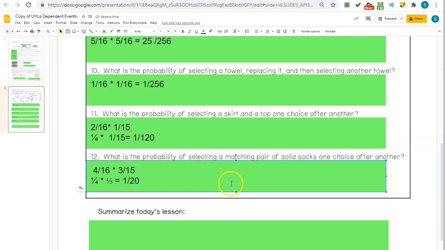Excellent. So we've gone through, we've practiced calculating. We had some independent ones in there that we had to figure out. We noticed that sometimes our numerator and our denominator changed because of what happened earlier. That is the result of it being a dependent event.